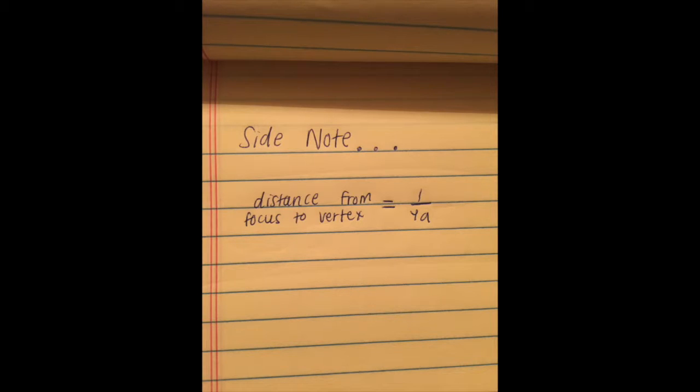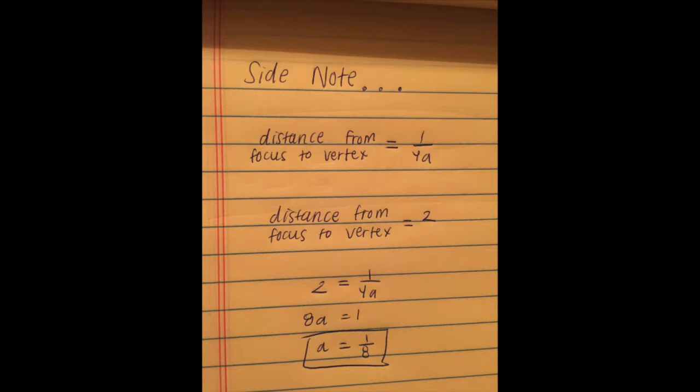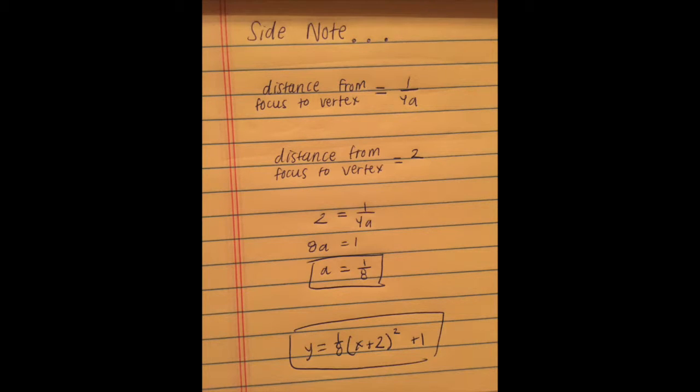Side note, if you had forgotten, we had learned a formula that showed us the distance from the focus to the vertex is equal to 1 over 4a. And we know from the graph that the distance from the focus to the vertex is 2 in this case. When we set 2 equal to 1 over 4a, we can solve for a, which is 1/8, which matches the equation that we got from using the other method.